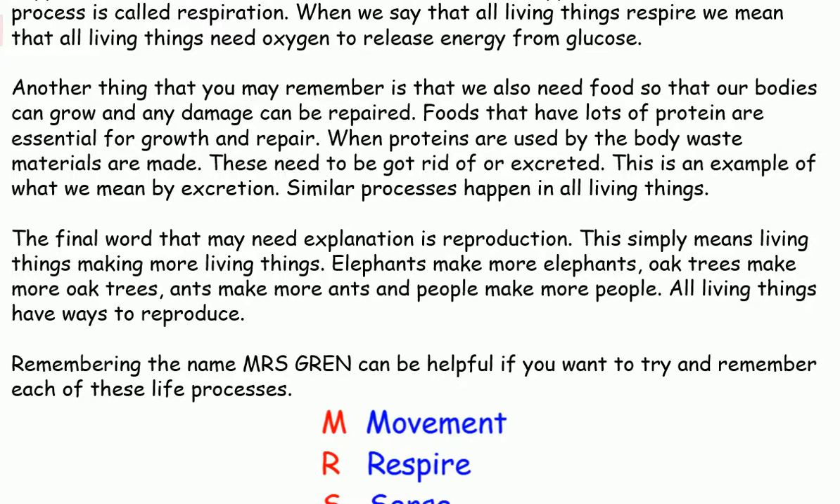The final word that may need explanation is reproduction. This simply means living things make more living things. Elephants make more elephants, oak trees make more oak trees, ants make more ants, and people make more people. All living things have ways to reproduce.